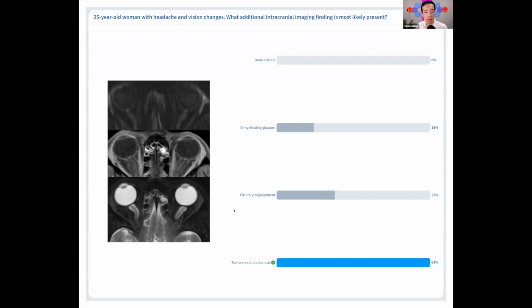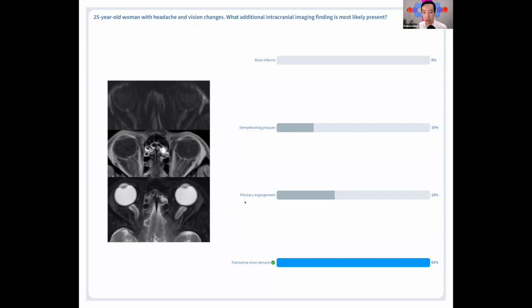And optic disc edema that is bilateral is most commonly due to intracranial pressure increase. So that would be called papilledema. And so of these findings, which one is associated with intracranial hypertension? Well, it's transverse sinus stenosis. So bilateral high-grade transverse sinus stenosis is well correlated with idiopathic intracranial hypertension. And that occurs in reproductive age women with headache, vision change, and or pulsatile tinnitus, especially those who are overweight or obese.